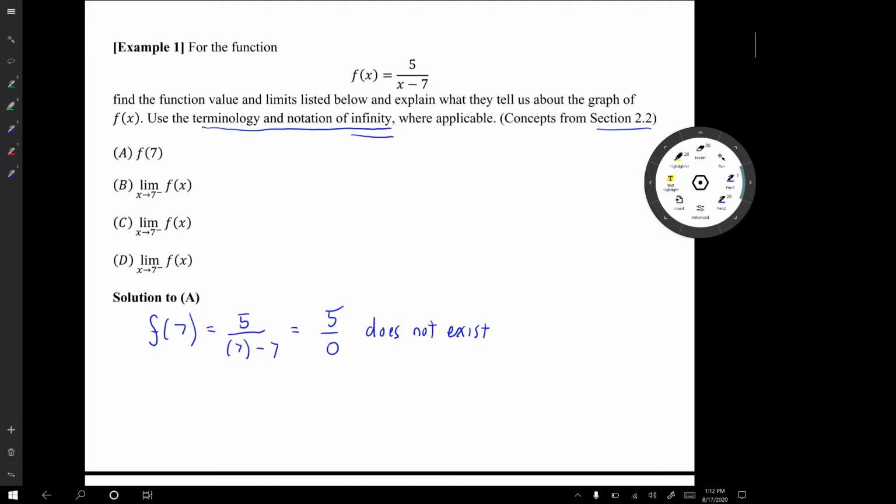F of 7 does not exist. This tells us that there is no point on the graph with x equals 7.